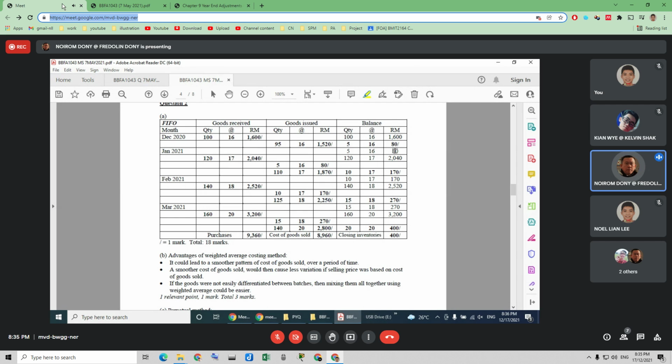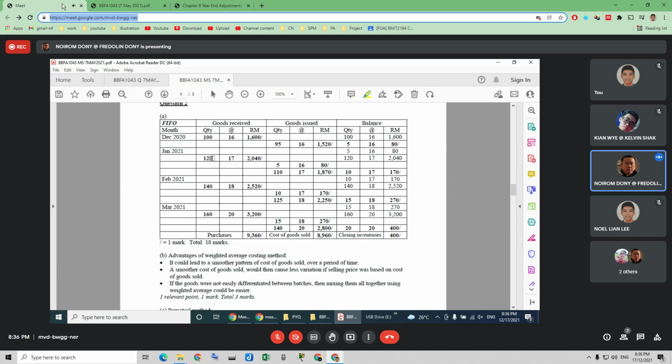And January 2021, we have received 120, and the price per bushel is 17. So meaning record under the receive column 120, but you must put it into the second row because the first row is already occupied with the balance. Because you need to separate the row. Why? So that you can see which one came in first and which one came in later.